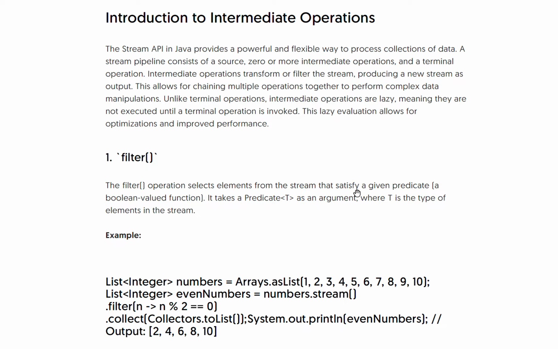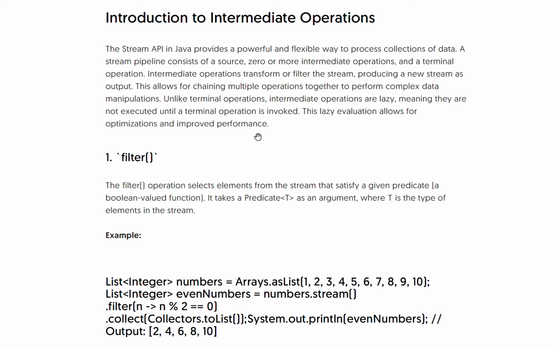So there are certain operations in intermediate operations. One by one we will see. First one, the filter operation. So what is the filter operation? As the name suggests, it is going to filter out something. Yes, definitely it is going to filter out the particular stream based on a given function.